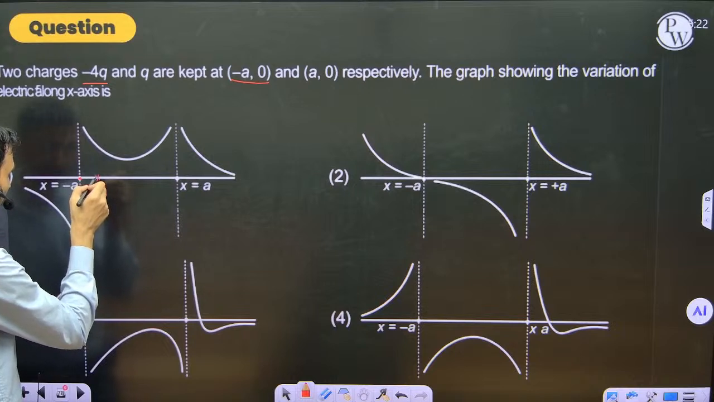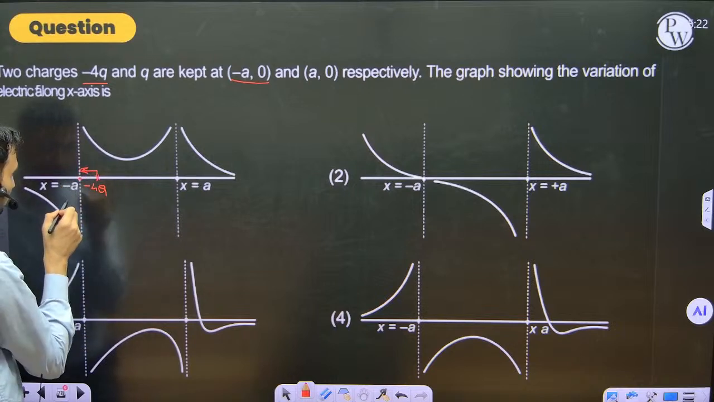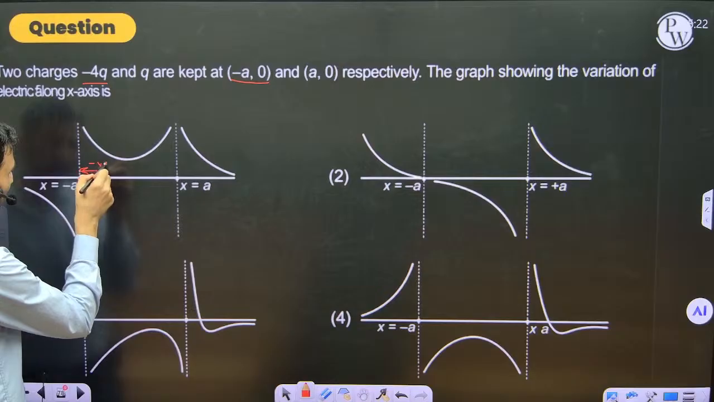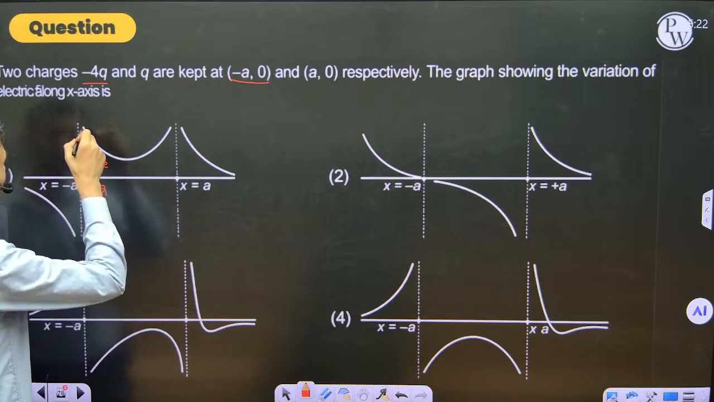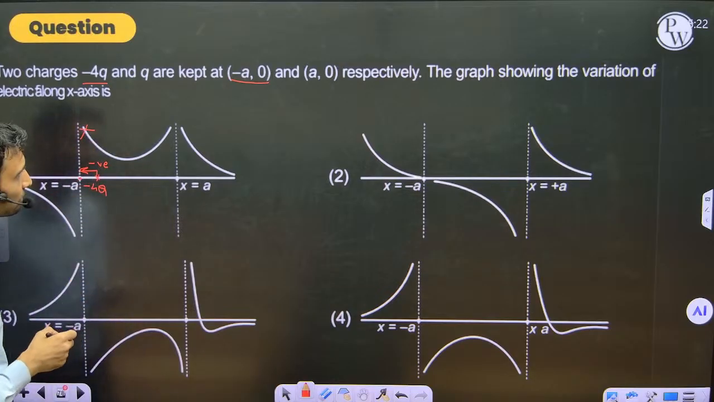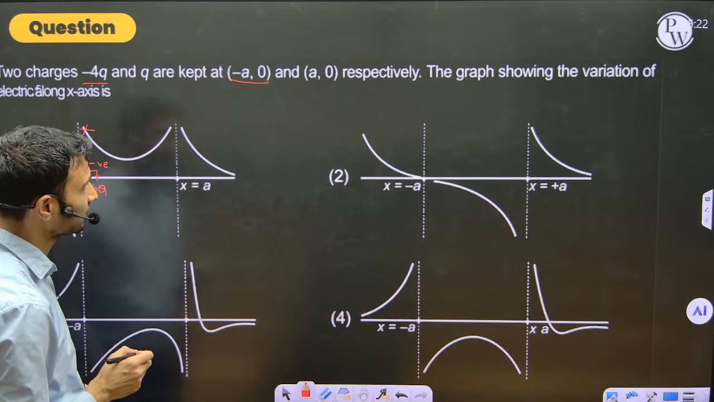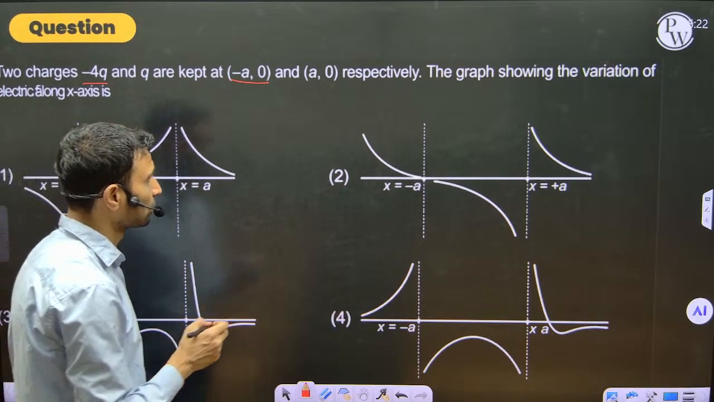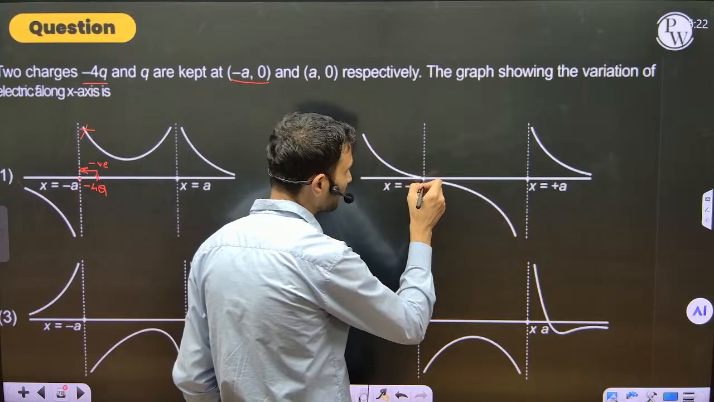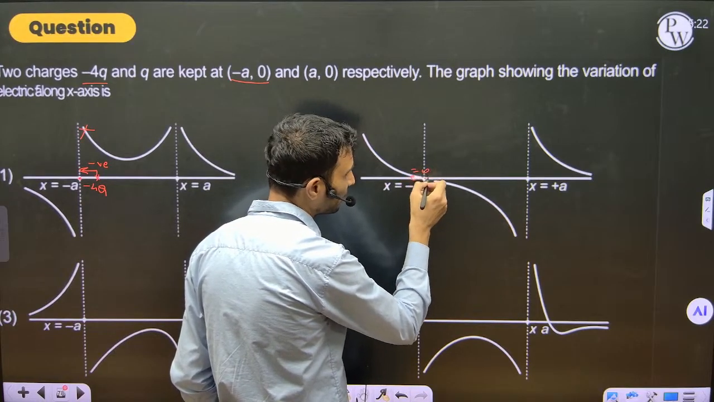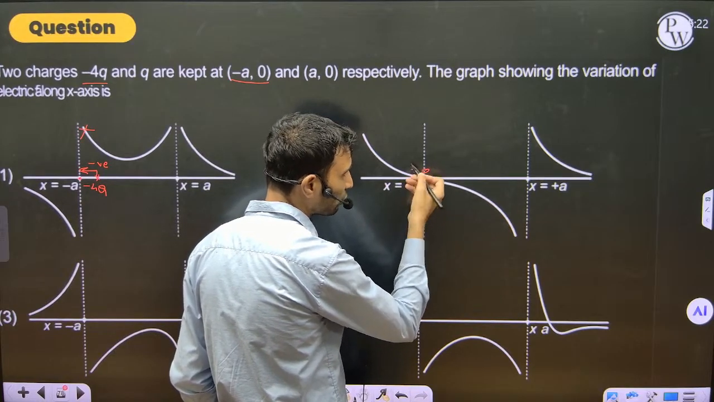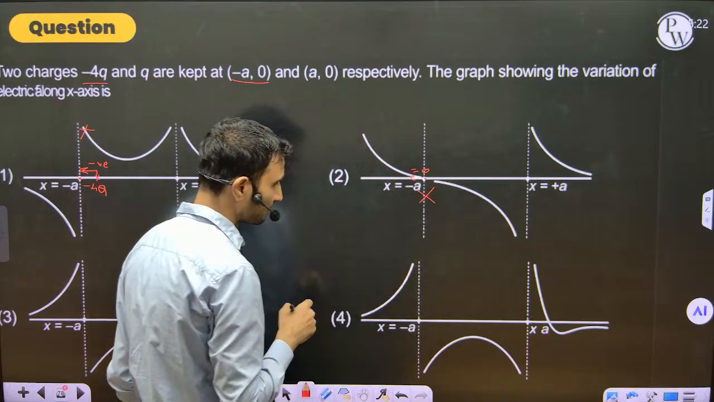At this point, the electric field will be towards it. So the component will be negative, but it is showing the component positive. So there it is wrong. Right? Now here the electric field is becoming zero. The electric field can't become zero here. It has to go to infinity. This is also wrong.